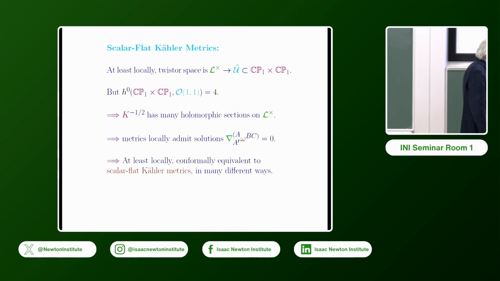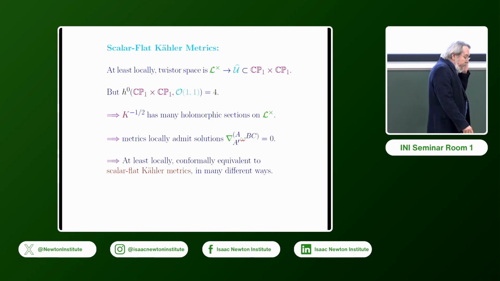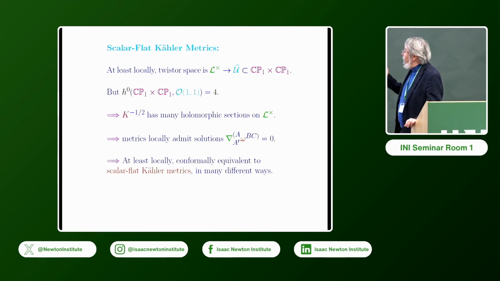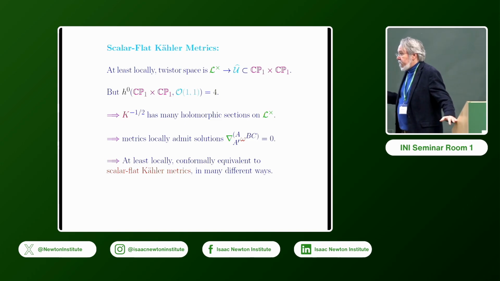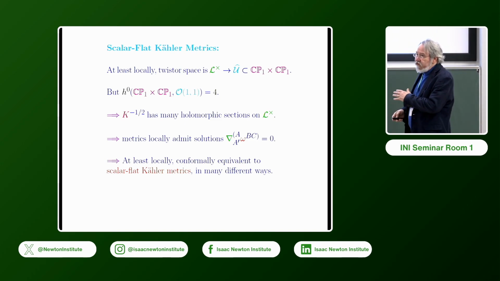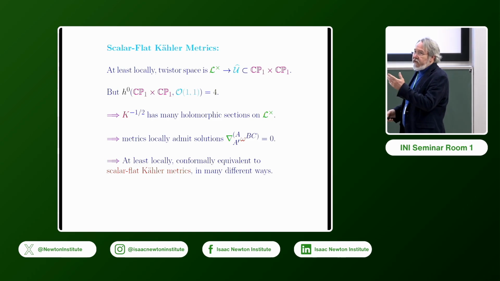So that says that at least locally, the metrics you write down out of this hyperbolic ansatz can be represented by scalar flat Kaehler metrics, and not in a unique way. You get an entire family of different complex structures for which these metrics are conformal to scalar flat Kaehler.